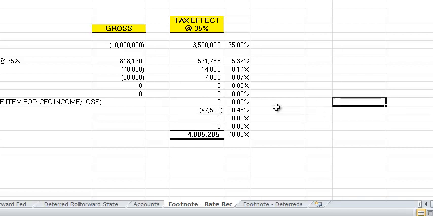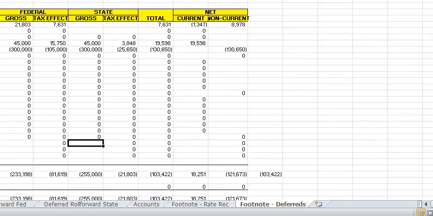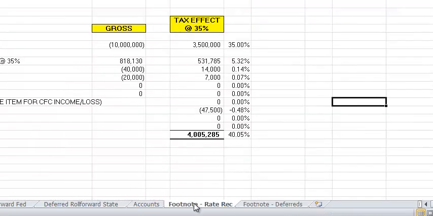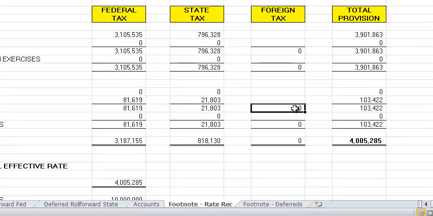Okay, so that's a rate rec. And then the last tab just shows how your deferreds get broken out between current and non-current. But again, I don't care about that right now. That's not important to me. But for you to get to this tab and get this table working, and you get that top section to work, current and deferred, that's good. Okay? All right, that's the end of our year 1 provision in Excel.